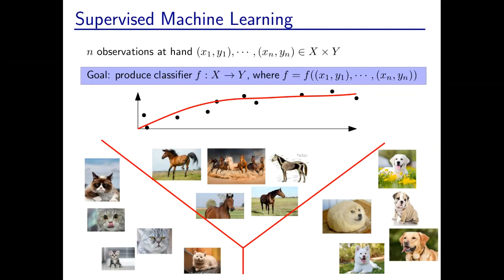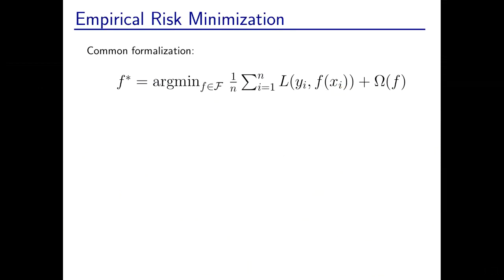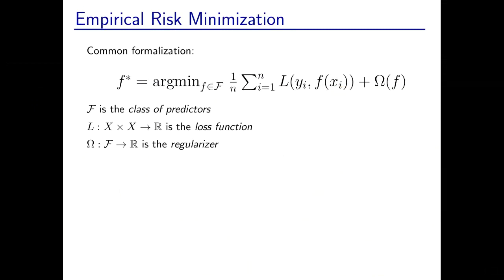Okay, so most of the machine learning problems take the following form. What you want to do is minimize some kind of loss function, which is, find the predictor function that minimizes this loss. The loss is actually the sum of some function L that we call the loss, and omega that we call a regularizer. Usually the loss function represents the error that you make on your data. It's a function measuring the difference between the true value y_i and your prediction f of x_i on the training data.